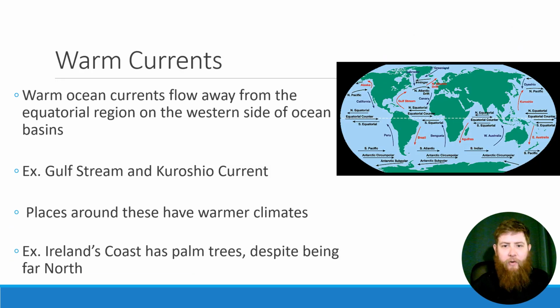Okay, so we said warm currents are moving away from the equator, up north or down south. Warm water usually flows to the western side of ocean basins. So the Gulf Stream and Kuroshio Current, here's the Gulf Stream along the east coast of the Americas, and the Kuroshio Current is over here. But places that are around these and have water coming from them have warmer climates.